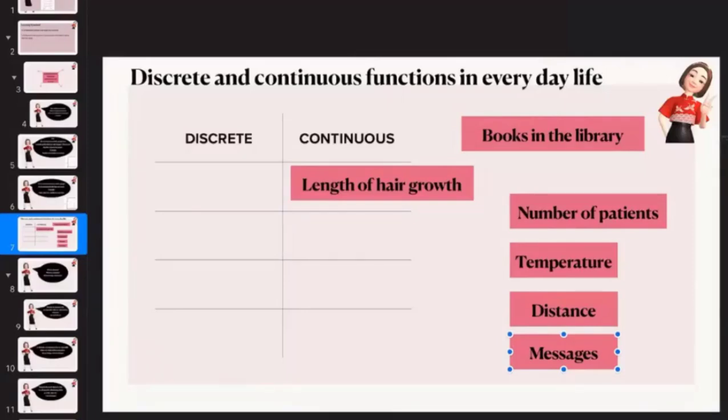Books in the library. Buku dalam perpustakaan tu, dia discrete ataupun continuous? Mana satu? Cepat fikirkan jawapan tu. Ini benda yang mudah je. Kalau dia ada sambung, maknanya nanti bayangkan graf tu akan sambung, akan jadi satu garis lurus. Kalau disambung dia adalah continuous. Kalau tak sambung dia adalah discrete. So macam mana buku dalam library tu, discrete ke continuous? Yang lain tu boleh bantu tak? Discrete.